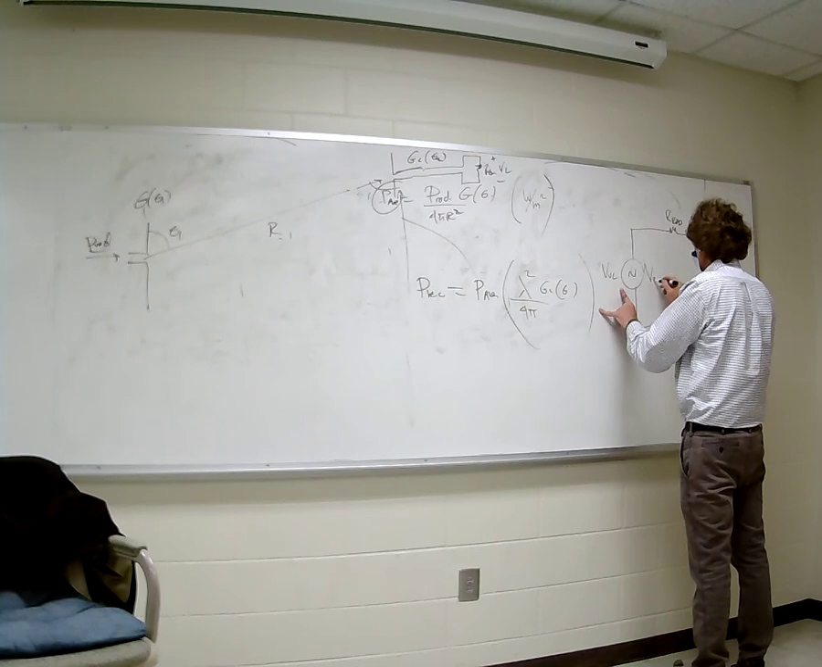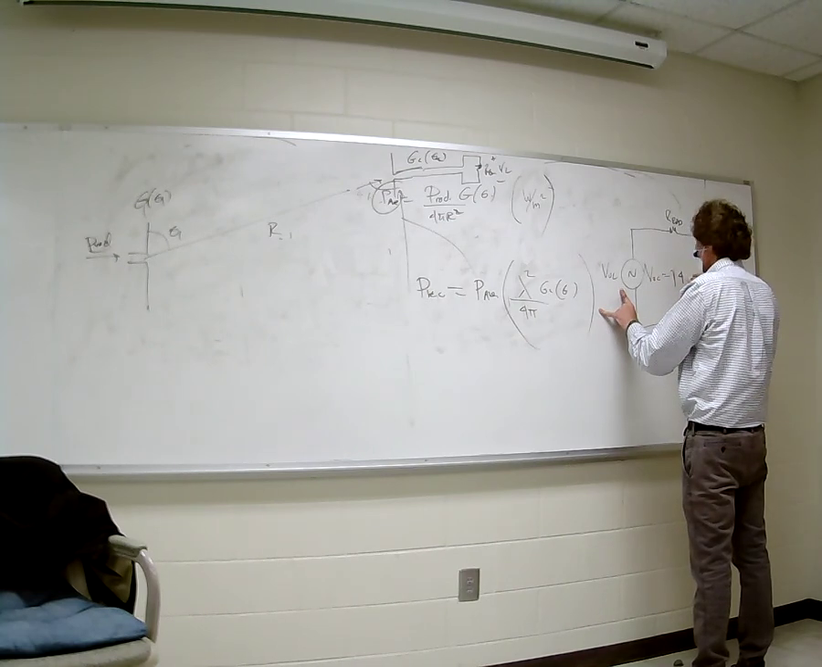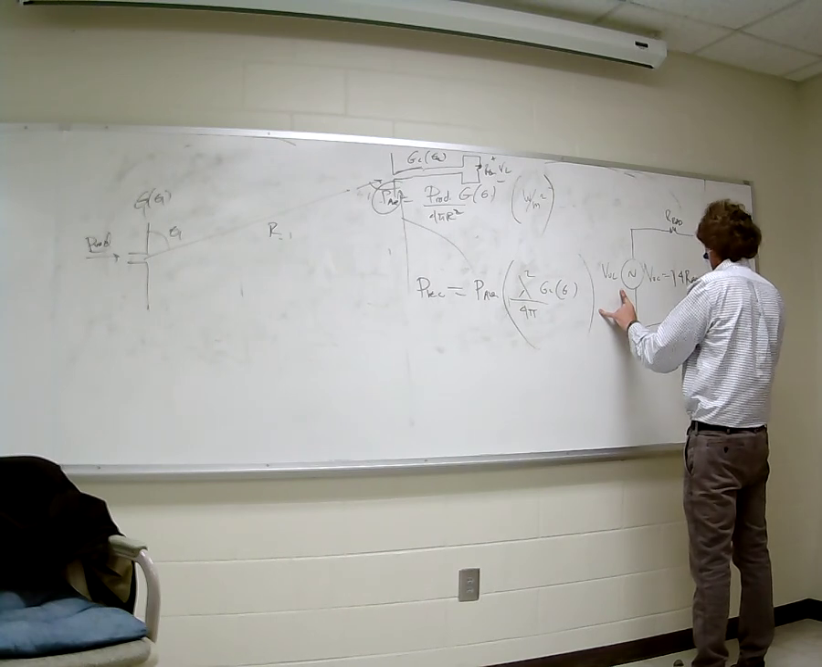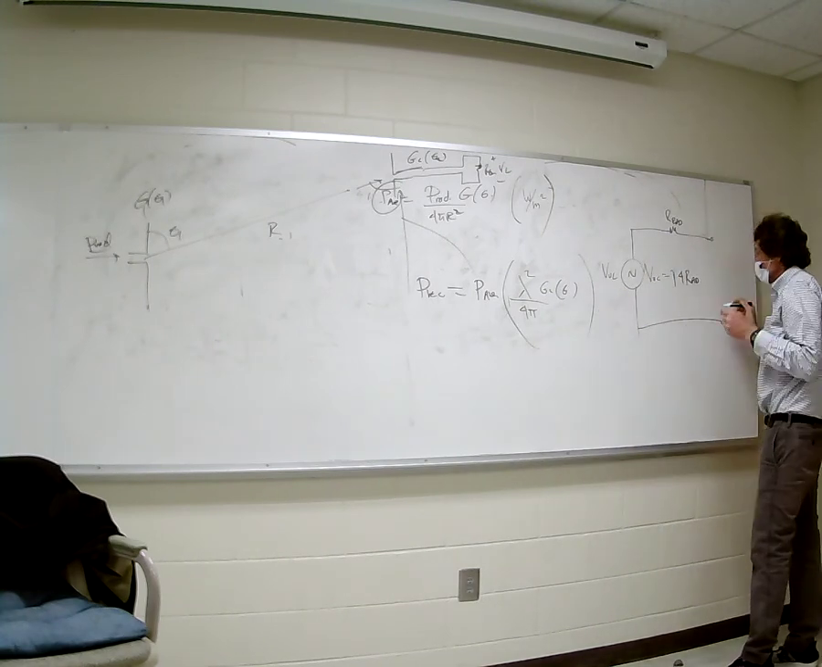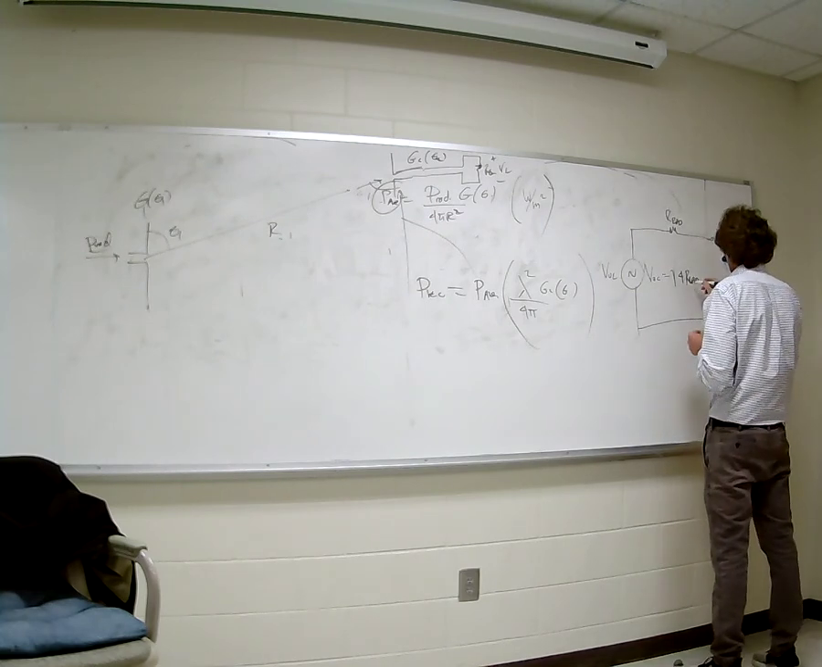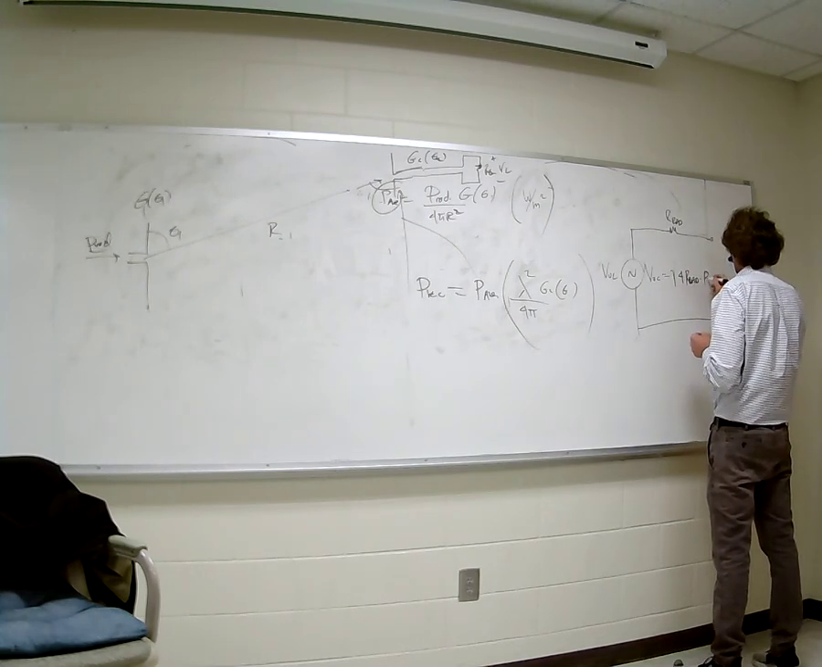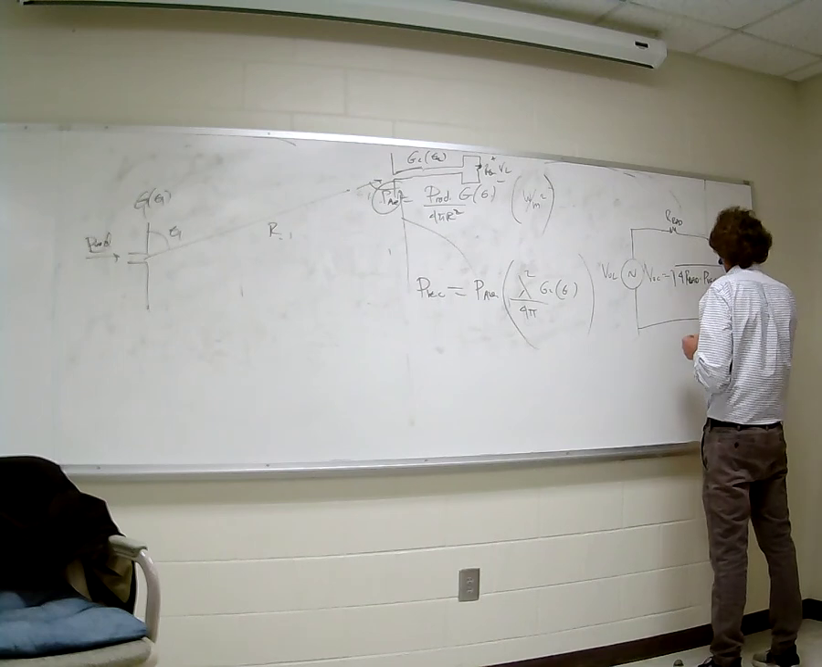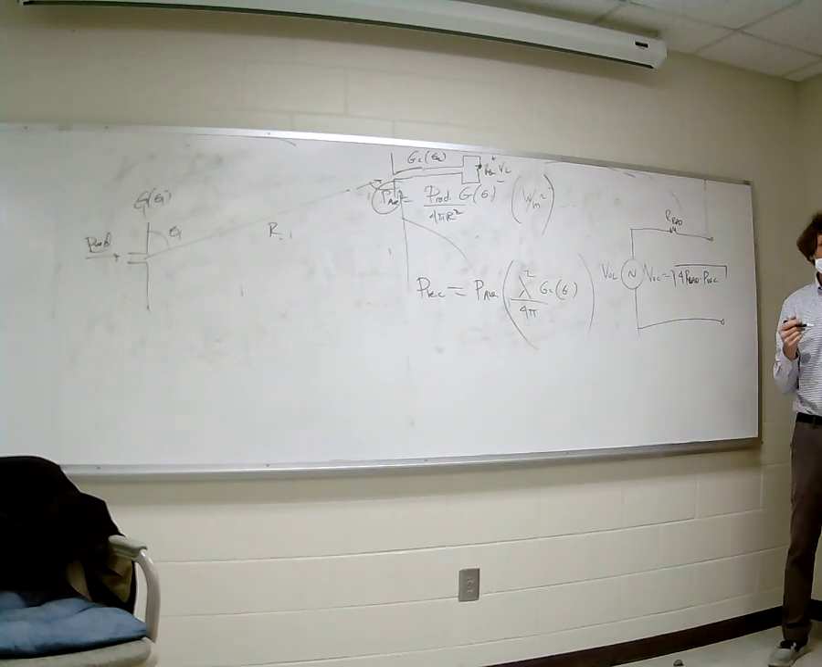Here, the VOC is equal to the square root of 4 times the actual radiation resistance. And this is the matched, it's assuming matched, I better call it RRAD here. And then it's times P received. Now that's not P ab, that's P received, is it?